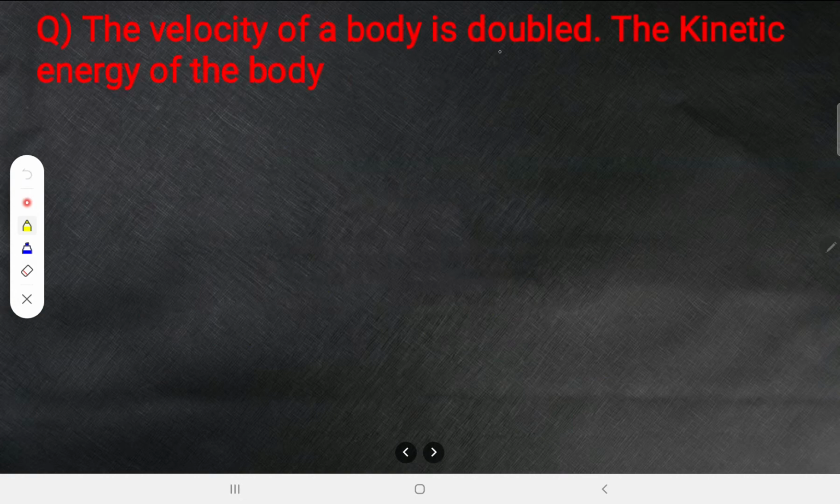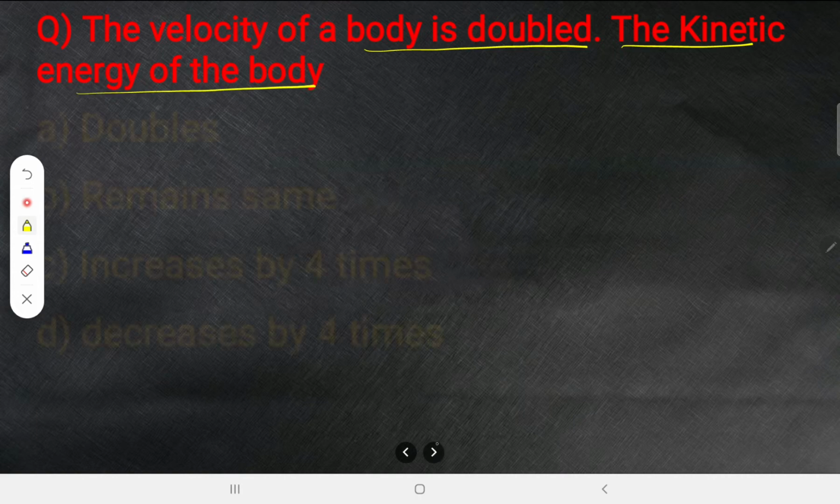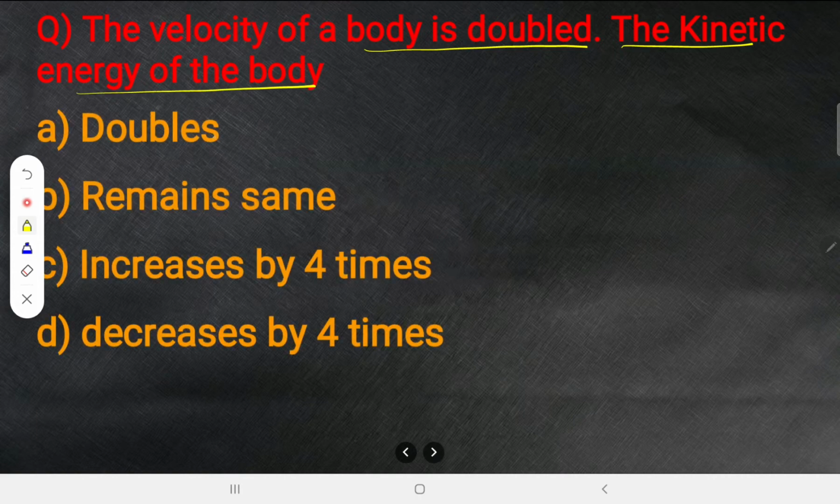The velocity of a body is doubled. Velocity from v has become 2v. The kinetic energy of the body, they have given 4 options: doubles, remains the same, increases by 4 times, decreases by 4 times. Let us take a body which was moving with velocity v, for example, and the mass of this body is m. Now if you take its kinetic energy, let me call it k.